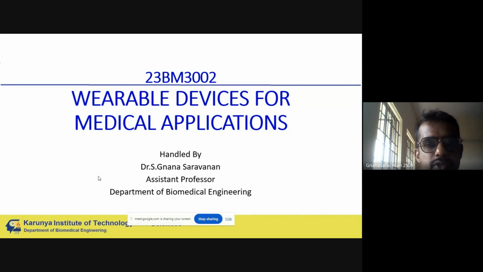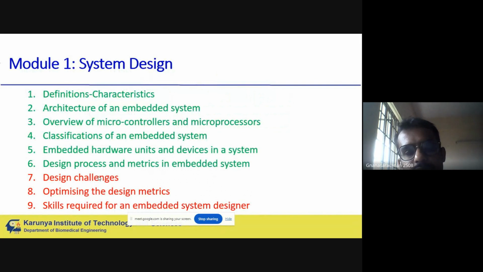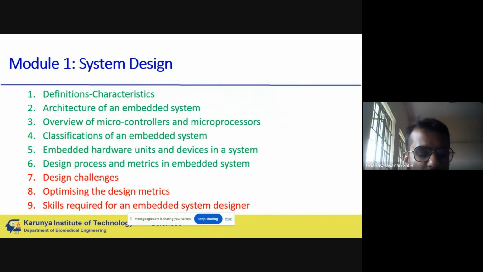So good afternoon. We are in module 1 of wearable devices for medical applications. Modules 1 to 3 are mostly about embedded system designs, especially module 1. It is about system design techniques. We are seeing the fundamentals of embedded system designs. In the last class, we had seen till optimizing the design metrics.